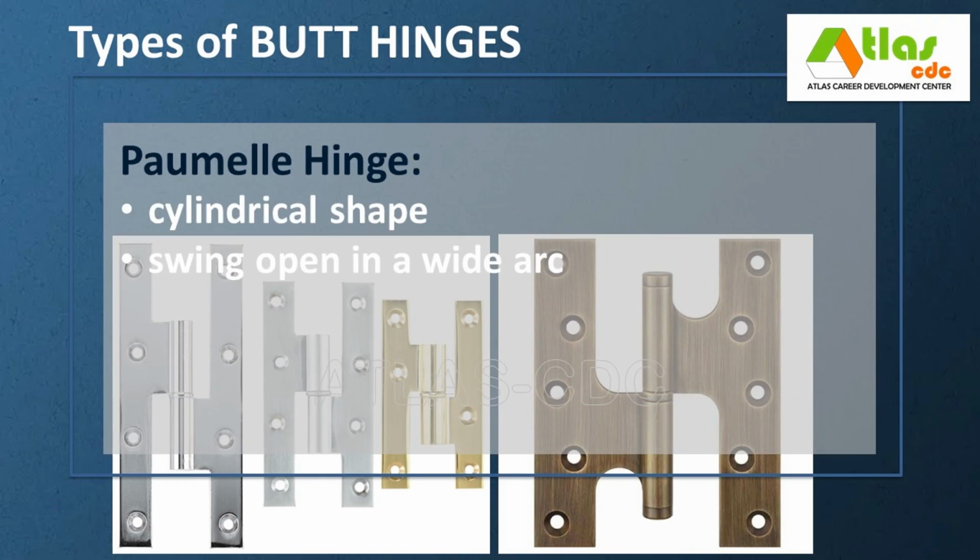A Paumelle hinge, also known as a lift-off hinge, is a type of hinge characterized by its cylindrical shape and ability to allow doors to swing open in a wide arc. It's commonly used for lightweight interior doors. The hinge consists of two main parts, one attached to the door and the other to the frame, with a pivot pin connecting them.